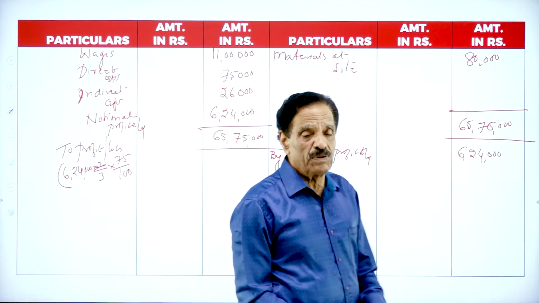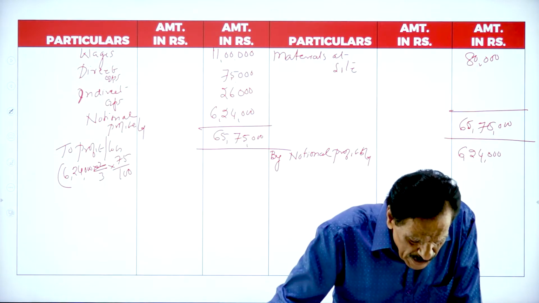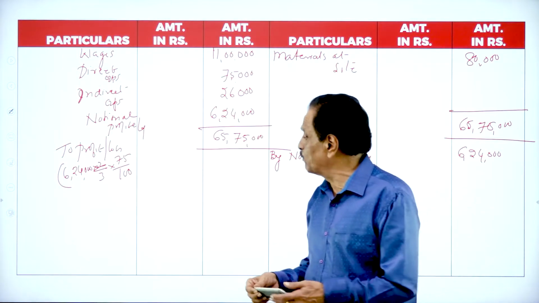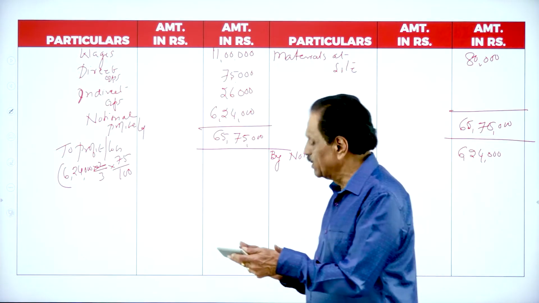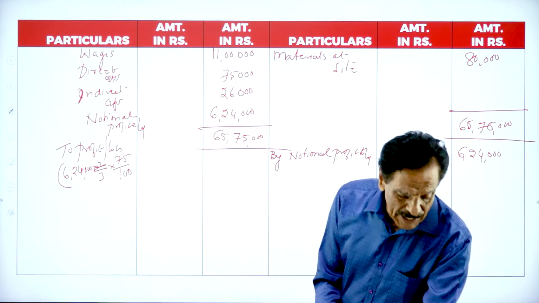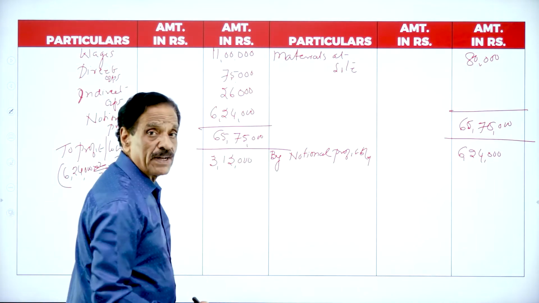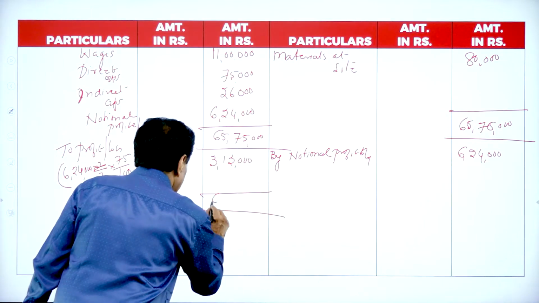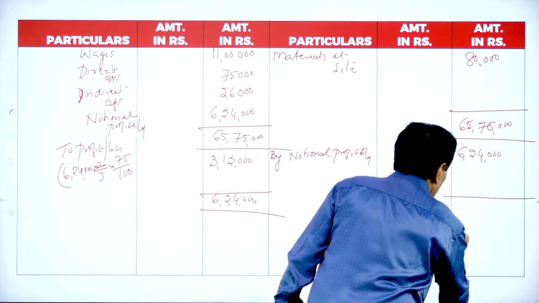So 6 lakh 24, see the board? 6 lakh 24,000 into 2 by 3 into 75 divided by 100. How does it work out? It will come 3 lakh 12,000. This profit transferred to P&L account is 3 lakh 12,000. The difference is 6 lakh 24,000.